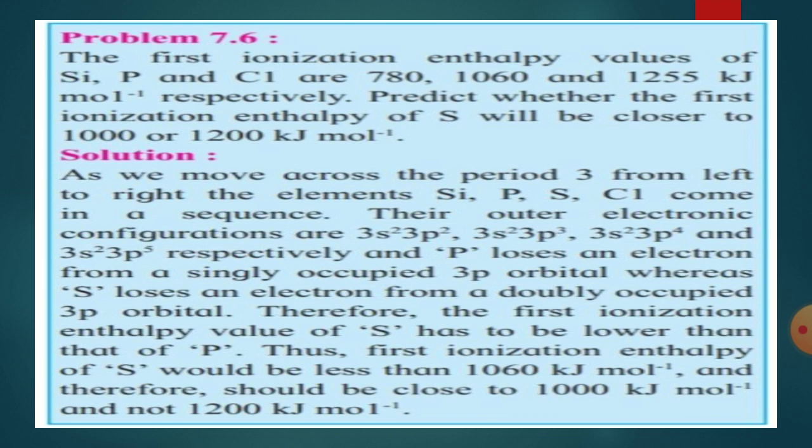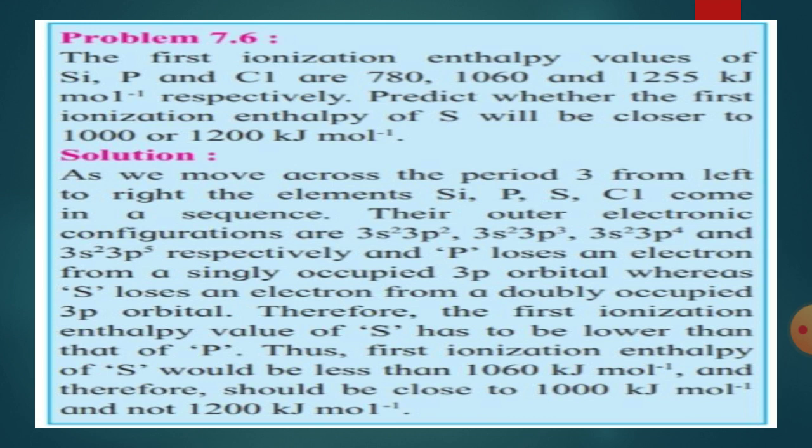Why? Because we have studied the criteria: sulfur loses an electron from a doubly occupied orbital, so it can easily remove an electron. So it should be lower than that of phosphorus. As the value for phosphorus is 1060, sulfur's value should be lower than 1060. So which value should it be? It should be 1000, not 1200. Its value should be close to 1000 kilojoule per mole and not 1200 kilojoule per mole.